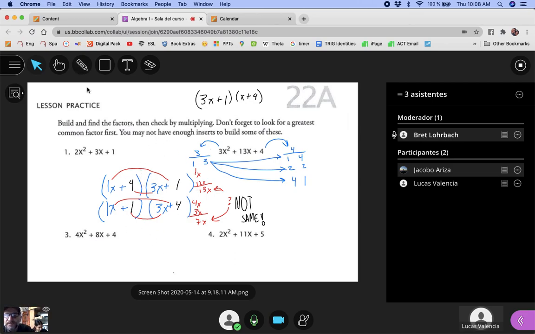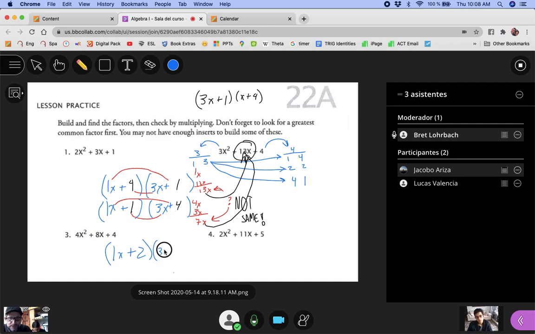And by the way, if none of these gave you the 13x, if none of these gave you the middle term, then you would have to go to the third option. Remember, there are three options: 1x plus 2 and 3x plus 2. There's three options. And you just have to check the middle term.